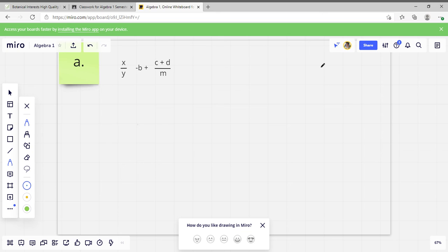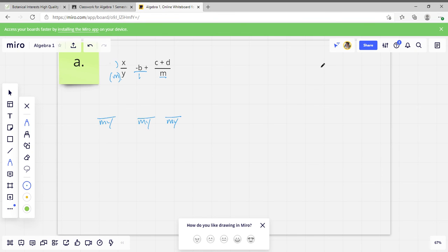All right, so we're starting with A. And this one starts with x over b. So first thing I'm going to do is put a 1 on that one, and then I'm going to multiply m, y, and 1. So my new bottom is going to be my. On the top, I had to multiply times m.